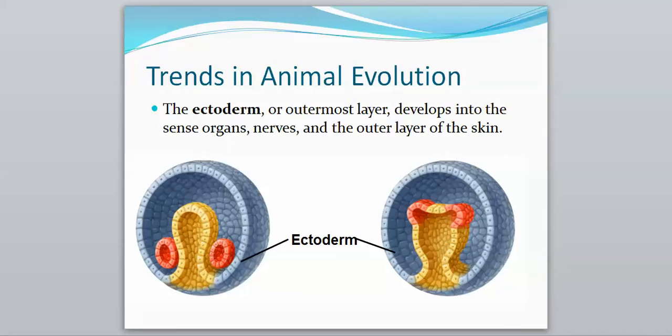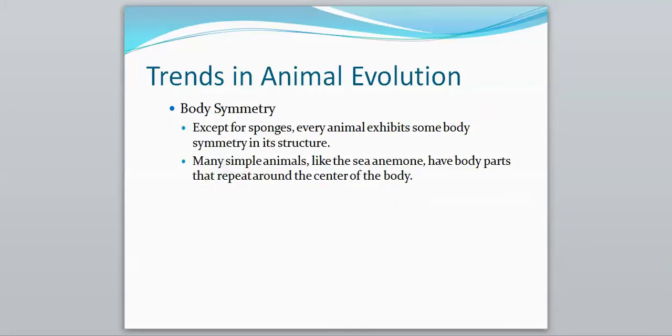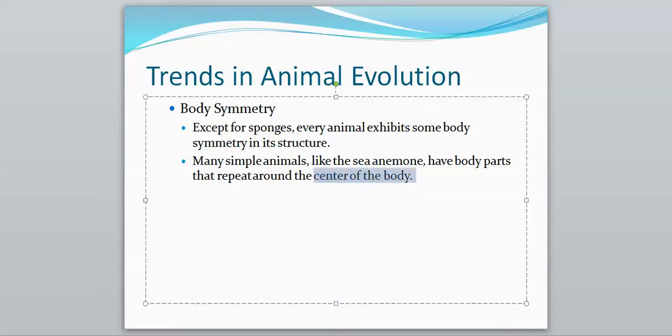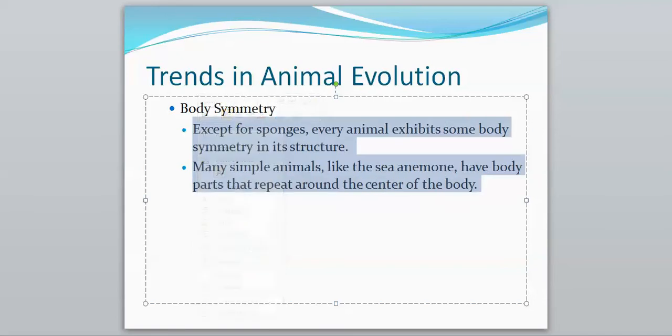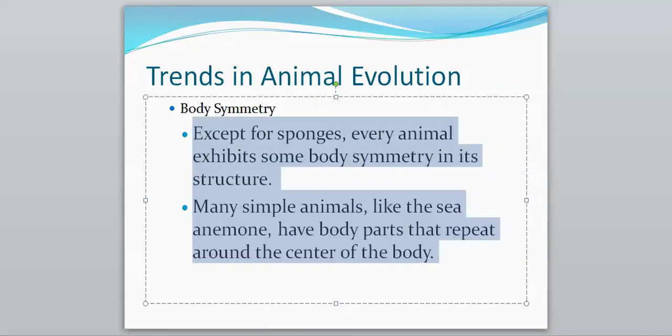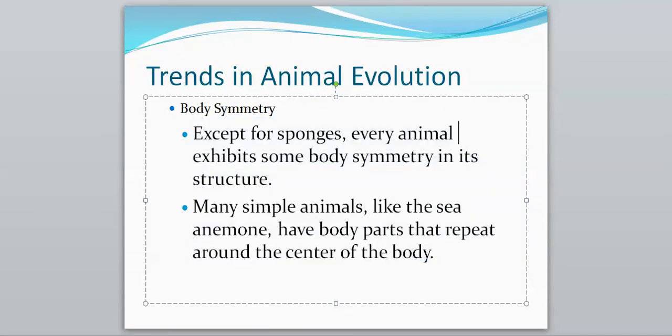Our next topic to help us understand animals more is body symmetry. Symmetry is just how the body is laid out. Hopefully we've heard the word symmetry before. Except for sponges, every animal exhibits some body symmetry in its structure. That means they're going to fall under one of two types of symmetries or layouts. All animals except for sponges will exhibit this in some way, shape, or form.